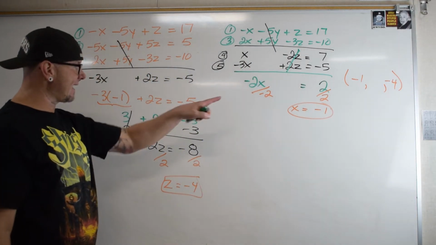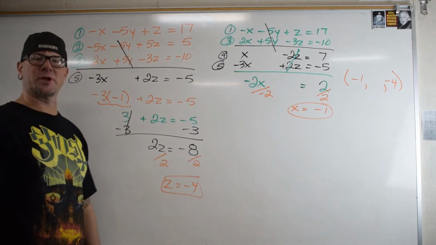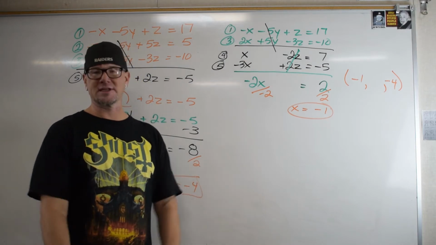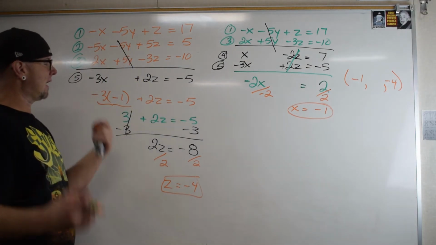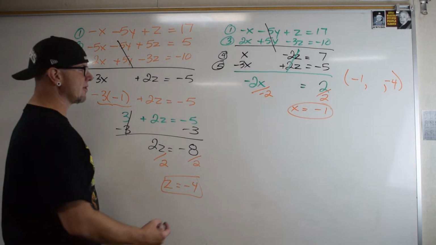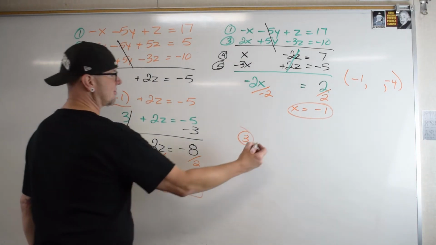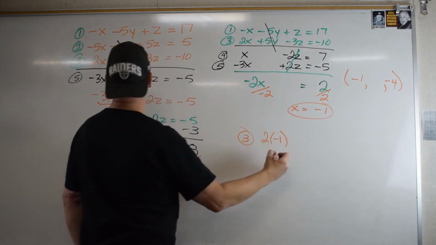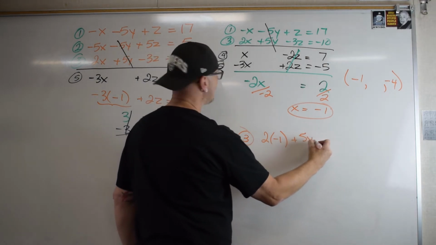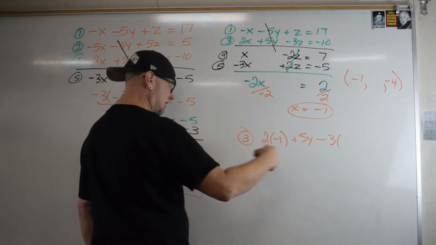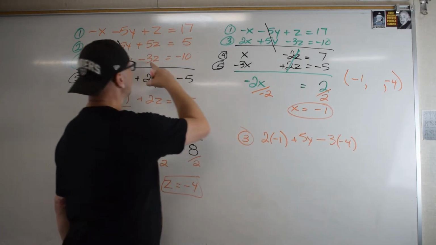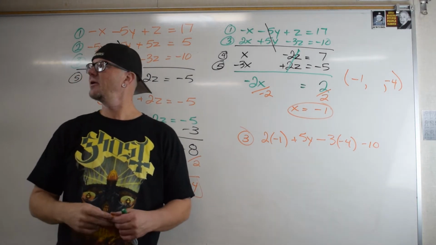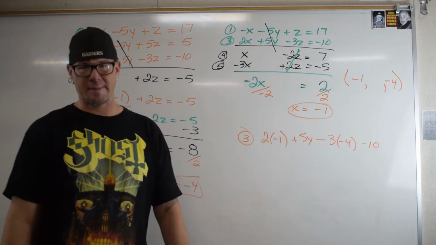Now I can take that x and that z and plug it into any of those original equations. It doesn't matter which one. You'll get the exact same answer regardless. So let's go with equation 3. 2 times x, and we found out that x is negative 1, plus 5 times y, minus 3 times z, which we just found is negative 4, equals negative 10. Again, I chose equation 3. You could use equation 2 or equation 1. You get the same answer out of all of them.